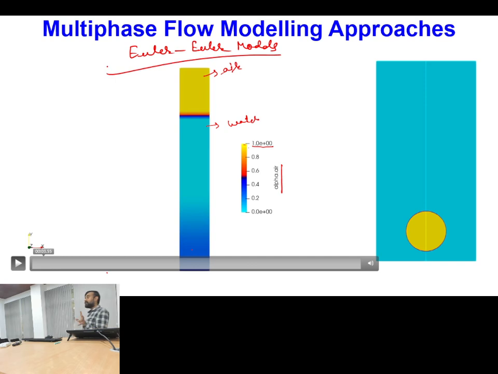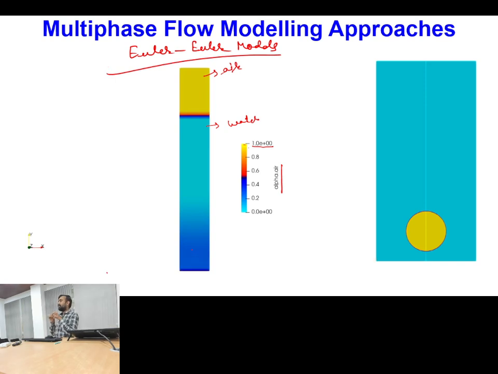Okay, so in case of Euler models, along with solving the separate continuity and momentum equations, we are also solving the volume fraction equations. We are also determining the volume fraction of the phases. But we are not resolving the system to the finest level so that I can track the interface. That is not my interest. My interest is only to determine the interfacial interactions, and because of these interactions, where fluid 1 is present and where fluid 2 is present.